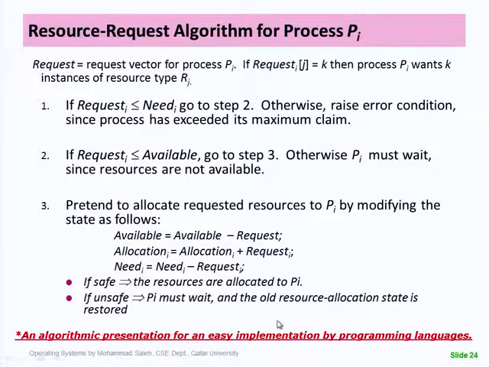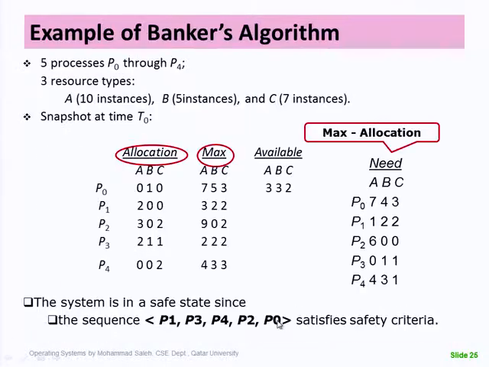Now, if it's available, proceeding to the third test, what we're trying to do is assume that we are allocating the resources to the process. And by that, we will have a new state. Having a new state, we need to check whether it is safe or not by executing the safety algorithm. If it's safe, then we commit the new state, and the process is given the resources that it needs. Now, this is algorithm 4, which is easy to implement the way it's written.